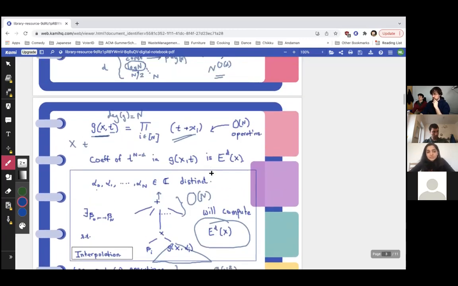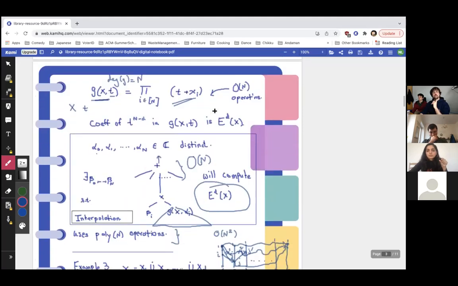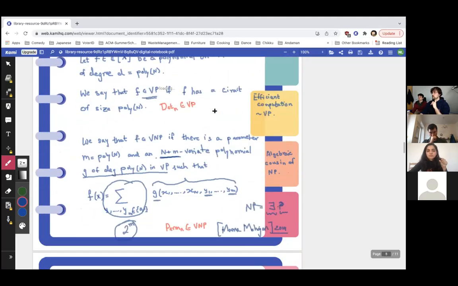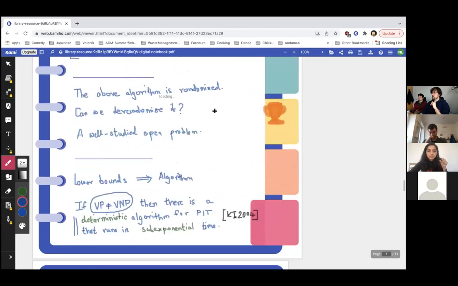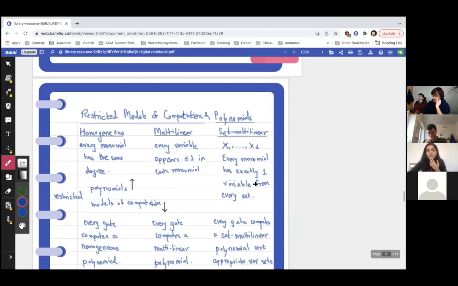Well, no, actually, I take that back. What set multilinear requires is that there is exactly one variable per set. So let me go back to the definition of set multilinear. Set multilinear is a little more restrictive than multilinear, in that every monomial has exactly one variable from every set. So now, if you put singleton variables per set, then the only set multilinear polynomial is the single monomial that multiplies all of them. So that's not quite true.